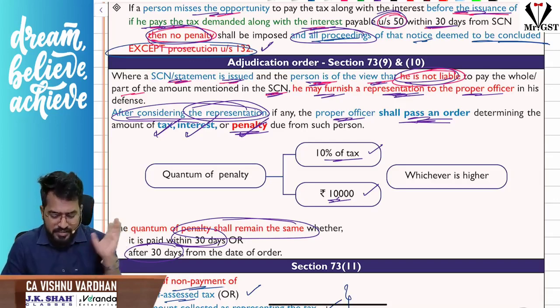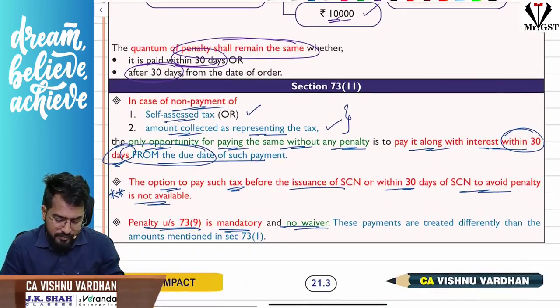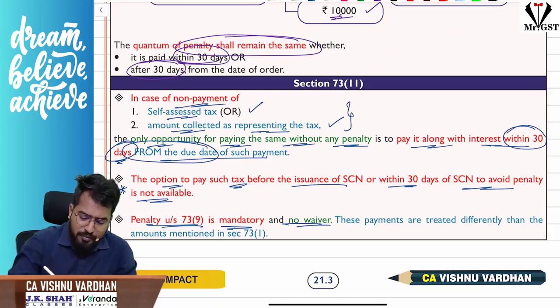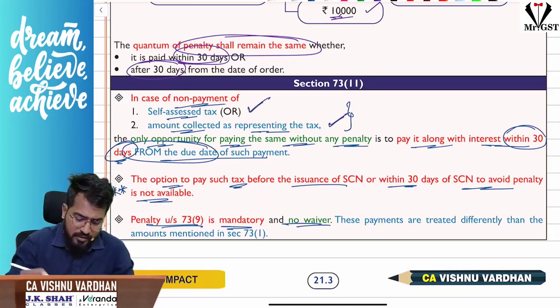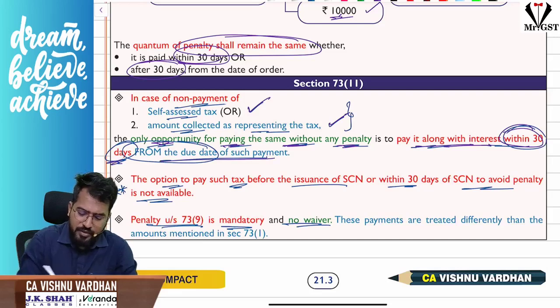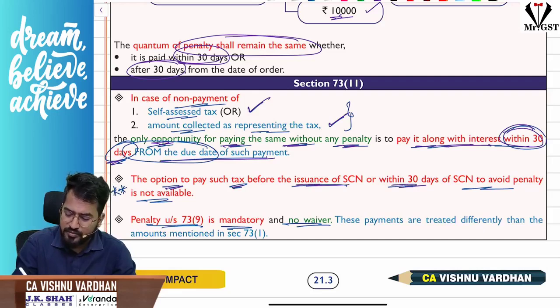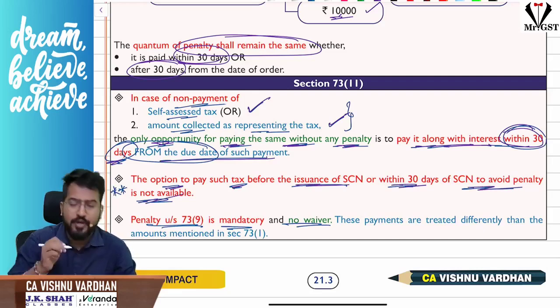Okay, so that is section 73 for you. And sir, in case of non-payment of self-assessed tax or amount collected as representing tax, the only opportunity for paying the same without any penalty is to pay it along with interest within 30 days from the due date of such payment. The option to pay such tax before issuance of show cause notice or within 30 days of show cause notice to avoid penalty is not available.